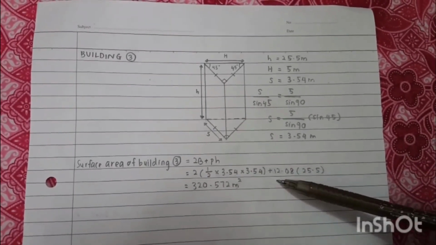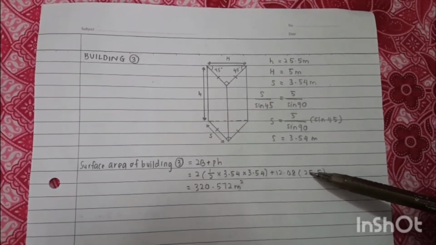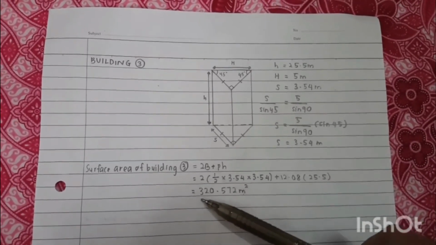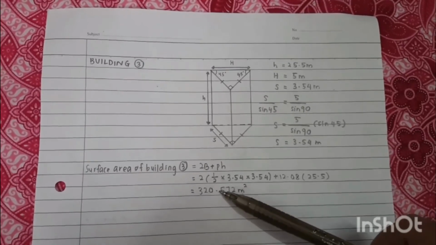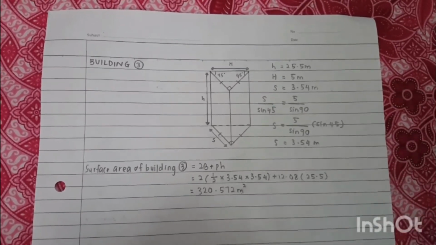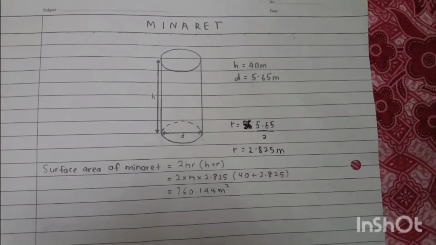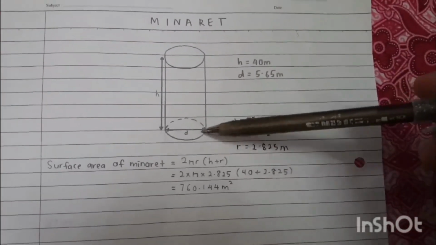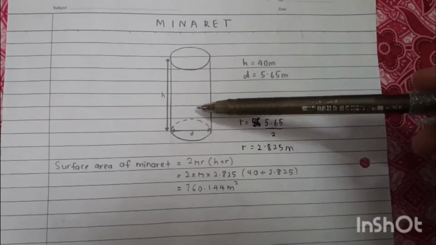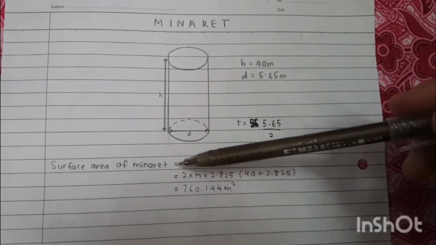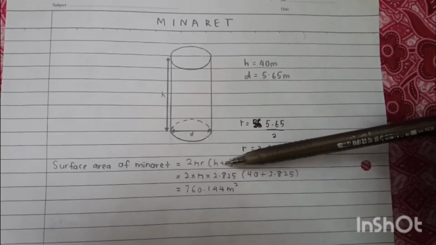Then we plus with 12.08 multiply with 25.5 meter. Then we got the answer 320.572 meters square. Okay, then we go to the minaret, which refers to the cylinder shape. To find this surface area, we use this formula, which is 2 pi r multiply with h plus r.